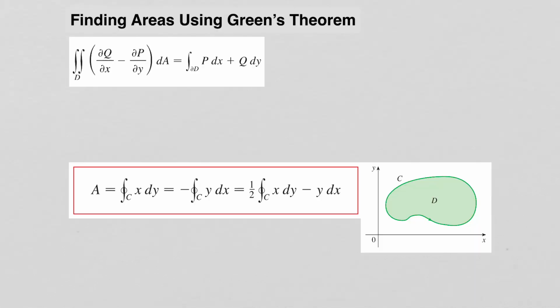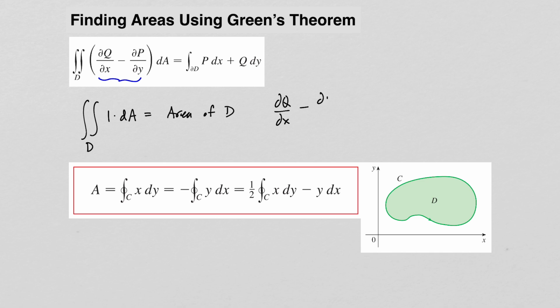Green's theorem can also be used to find areas. So let's recall that when you're talking about a double integral over a region D, if your function is equal to 1, this is simply the area of the region D. So what this means is that this right here would have to be equal to 1. So the partial derivative of Q with respect to x minus the partial derivative of P with respect to y has to be equal to 1 in order to apply Green's theorem to find the area.